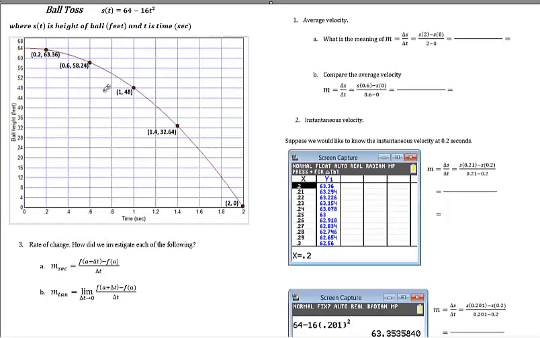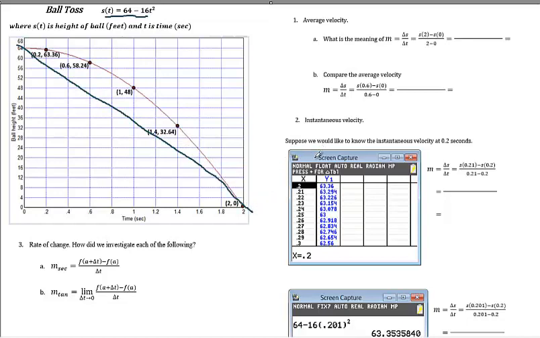I have for you here a graph of a ball toss, and there's my formula that I plotted right there. And I have thrown a ball off a cliff, chunk, and there would be the graph of that. The first question is average velocity. What we're looking at here is the difference between a secant line and a tangent line. An average velocity, we're talking about the slope from time 2 and time 0. So time 2 and time 0, that would be this slope right here.